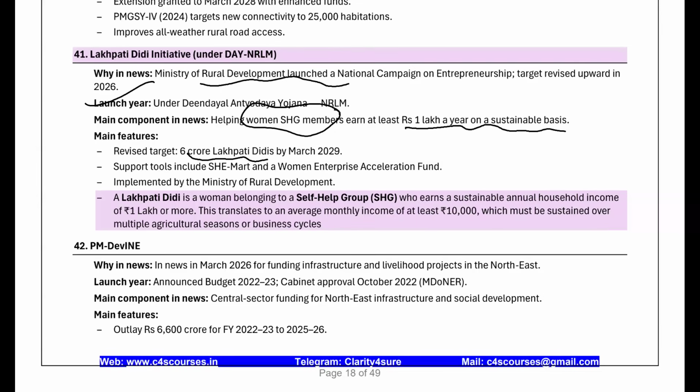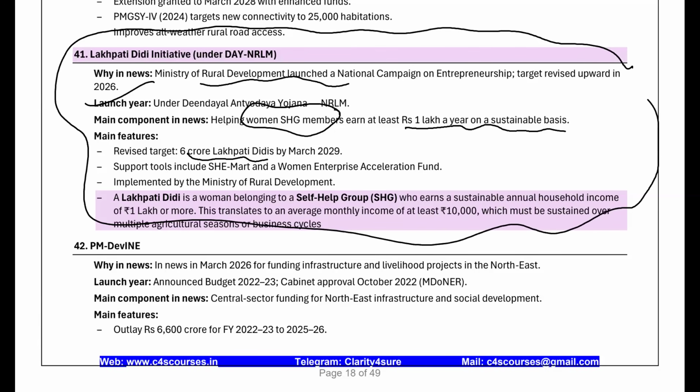Memory trick: Millionaire Didi Mission. The one liner that you should understand is SHG to entrepreneur journey, self-help group to entrepreneur journey. Only this much is important for this Lakhpati Didi, right? So it is a Millionaire Didi Mission. The memory trick you should understand: Millionaire Didi Mission, and it is also helping women entrepreneurship.